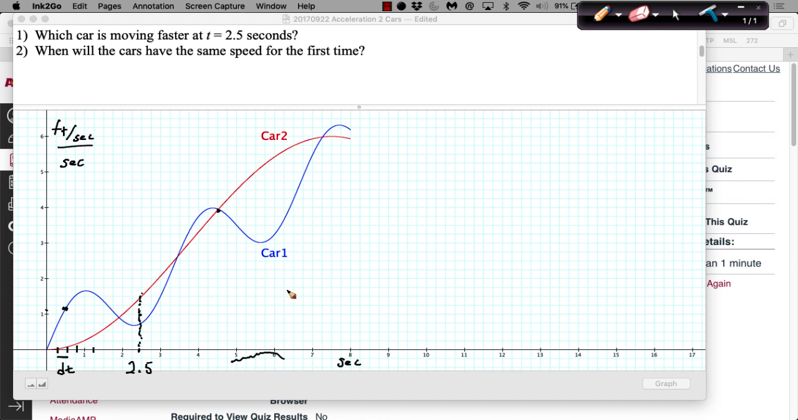Got this amazing tool, the GC, here. How can I find out exactly when their speeds are the same? What can I do? How can I find the car's speeds at any time? Either one of those cars. Exactly.